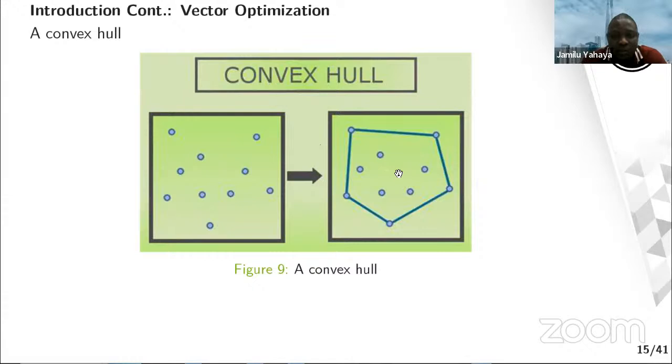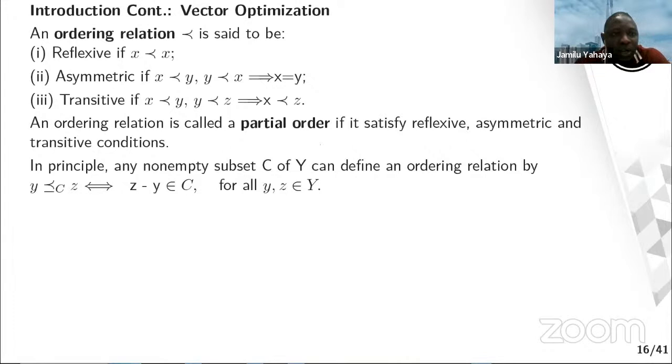So we are now going to look at what we call an ordering relation, which is denoted as this. It is said to be reflexive if this relation holds, and antisymmetric if X is less than or equal to Y and Y is less than or equal to X implies that X is equal to Y. Transitive if X is less than or equal to Y and Y is less than or equal to Z implies that X is less than or equal to Z. So an order relation is called a partial order if the three conditions mentioned above hold.